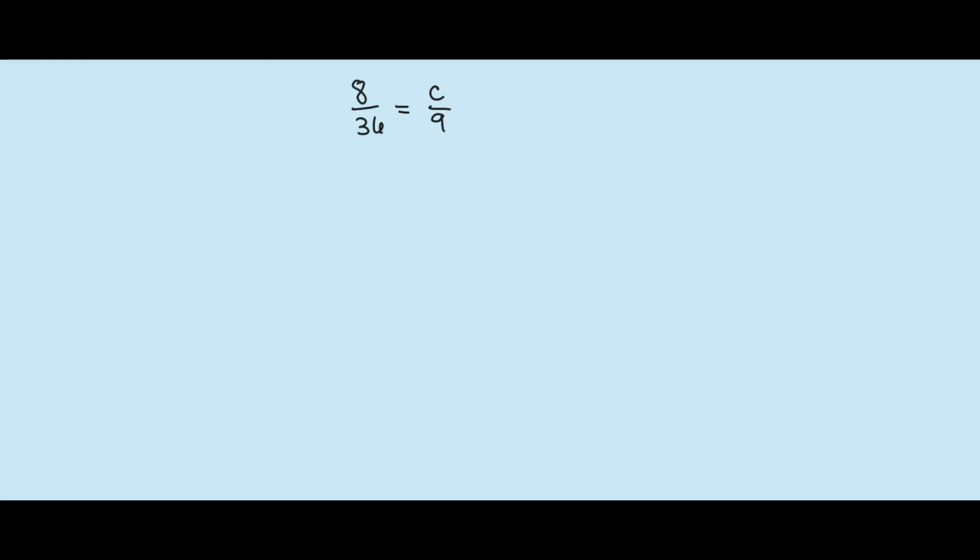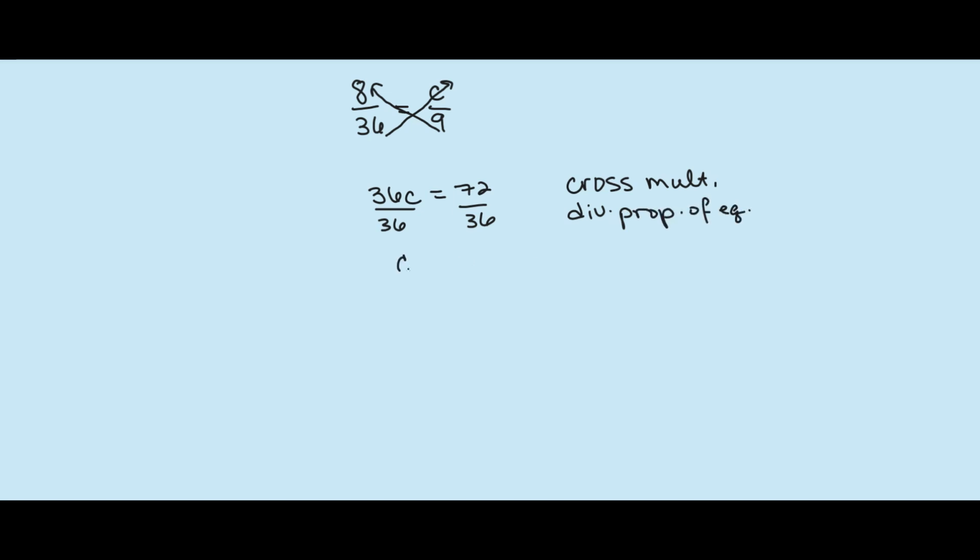We have our proportion here, 8 over 36 equals something over 9. We are going to use cross multiplication to answer this. So we're going to multiply this way, multiply this way. So 36 times C is 36C. 9 times 8 is 72. So I did cross multiplication. And now I'm going to divide by my coefficient. Division property of equality. And I'm going to get C equals 2.